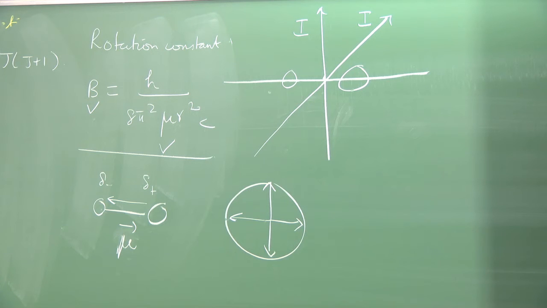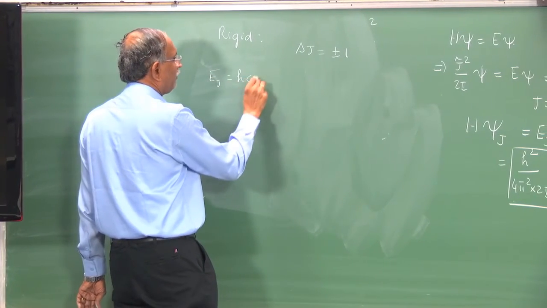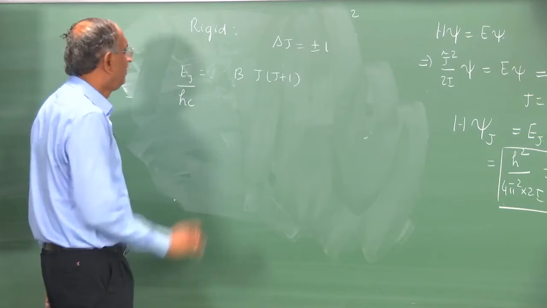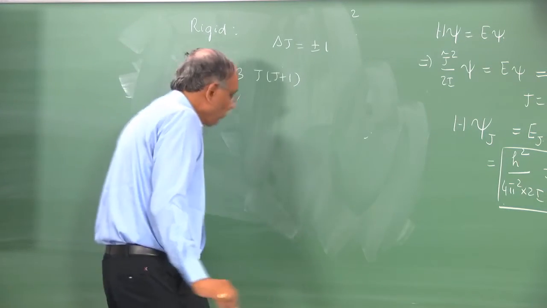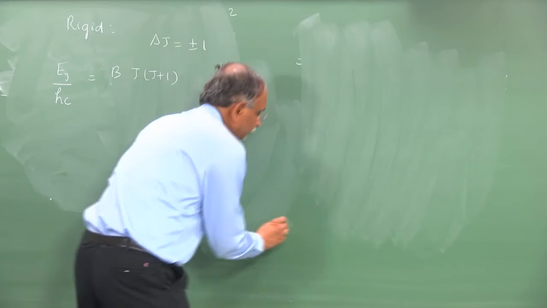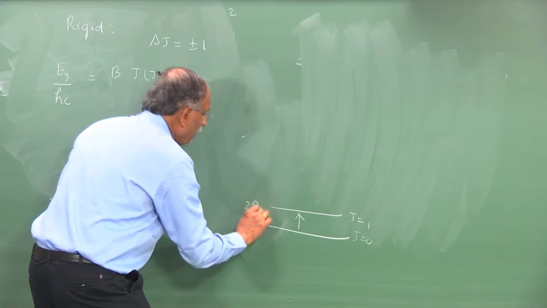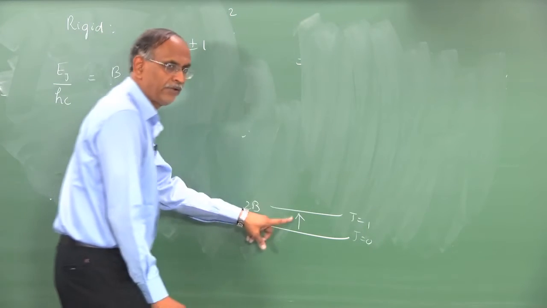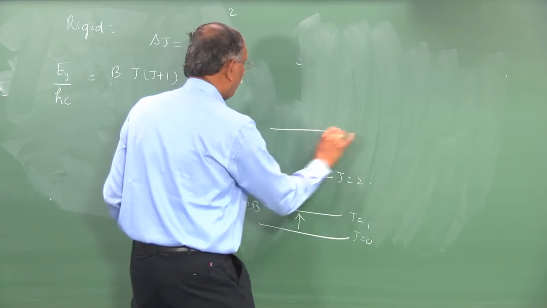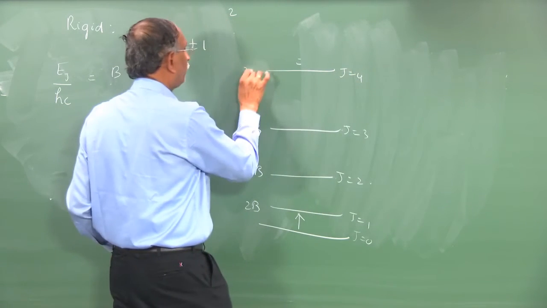is equal to plus minus 1, meaning that if the energies Ej are given as hcB J(J plus 1), then BJ(J plus 1) tells you that the energy levels for a diatomic molecule are arranged in this order. J is equal to 0, J is equal to 1, and the gap is 2B, because when J is 1 it is 2B and the difference is 2B, and then it is 6B for J is equal to 2, and 12B for J is equal to 3, 20B for J is equal to 4, and so on.